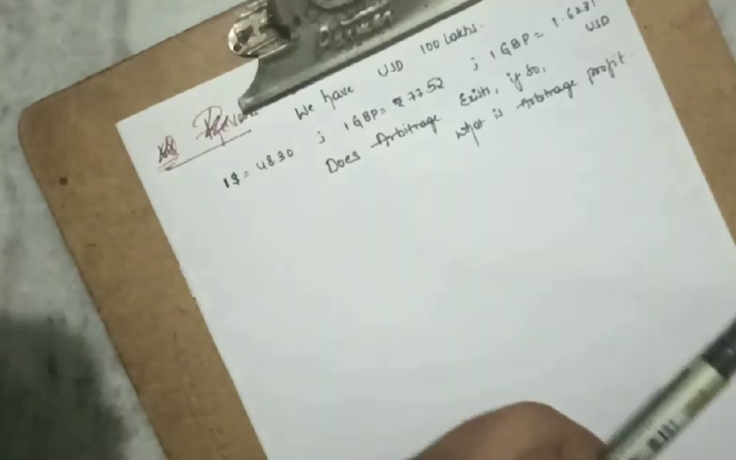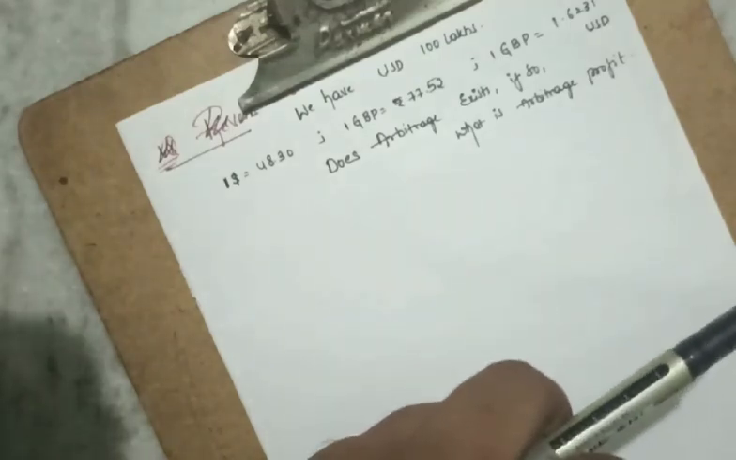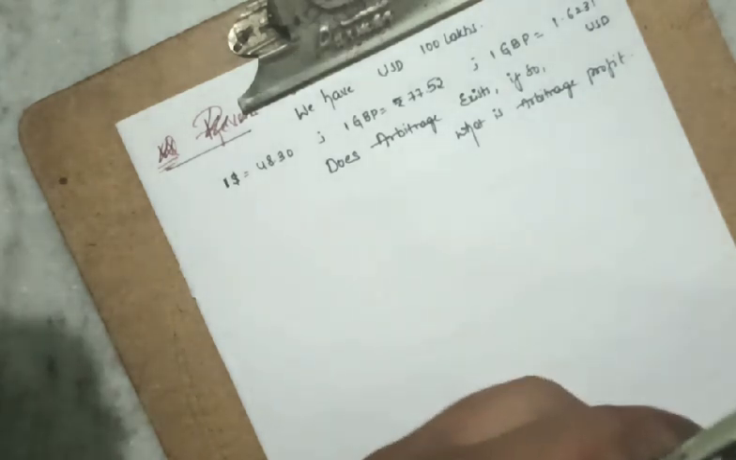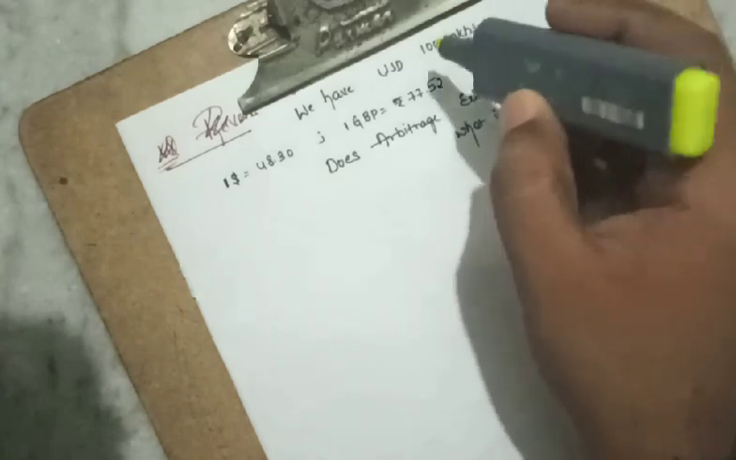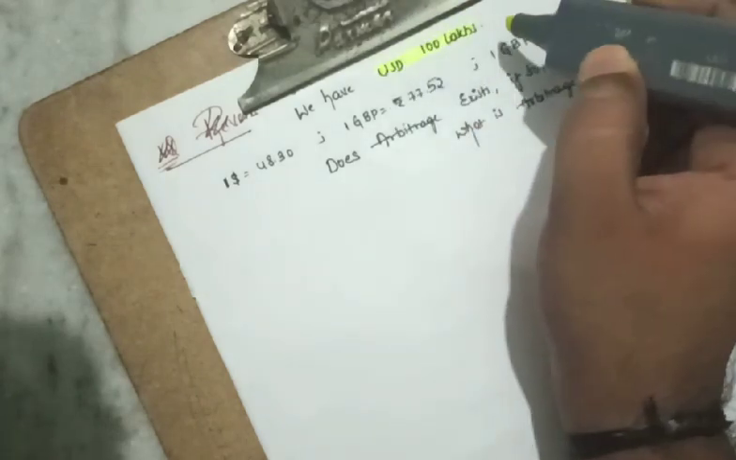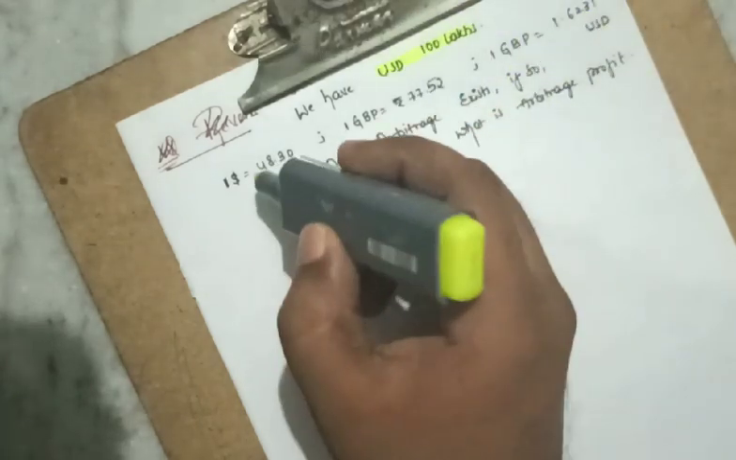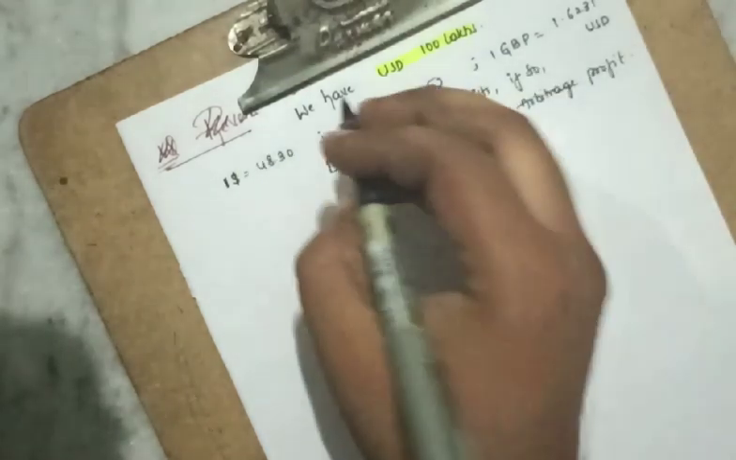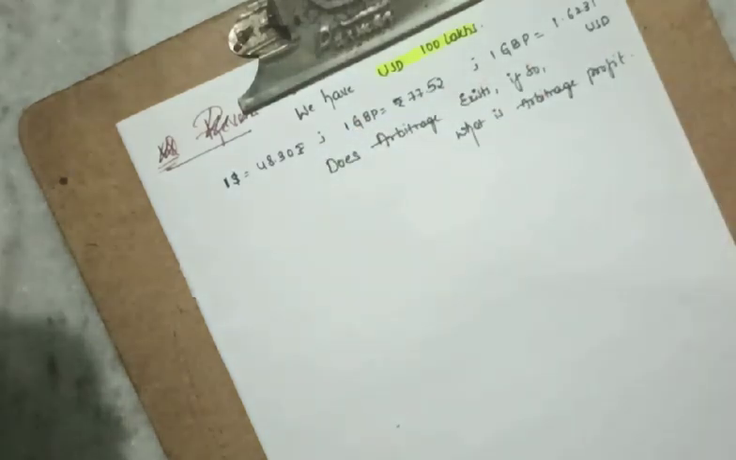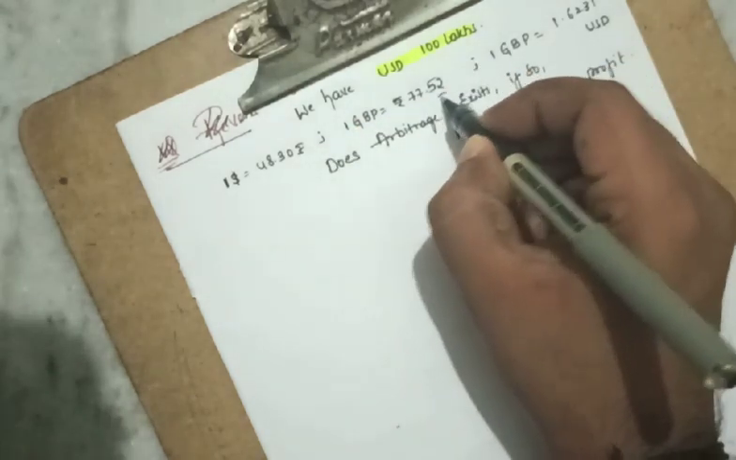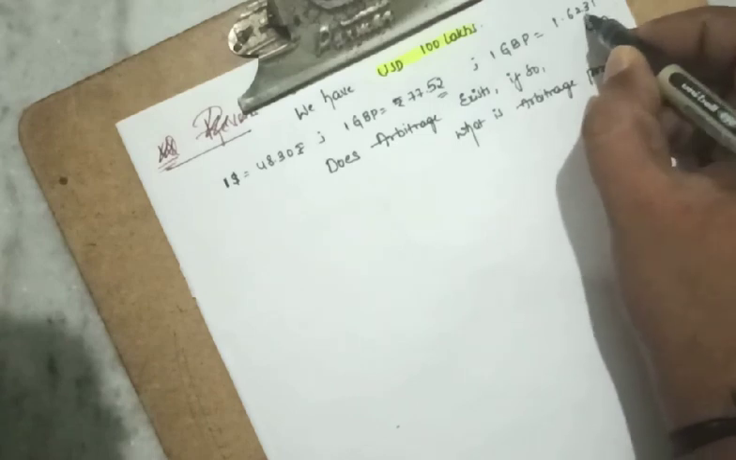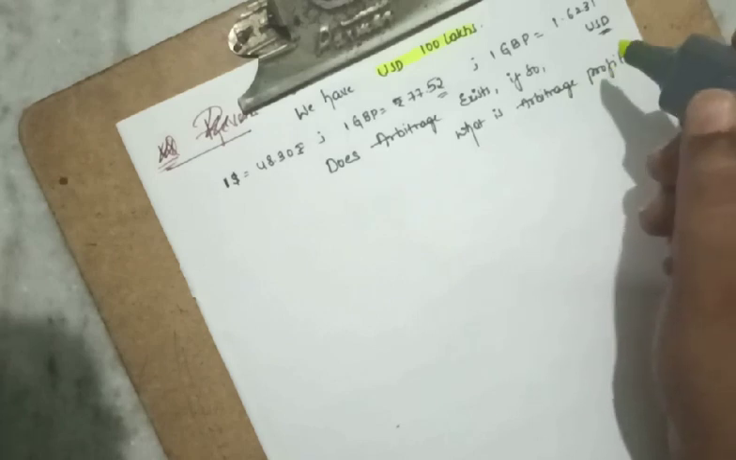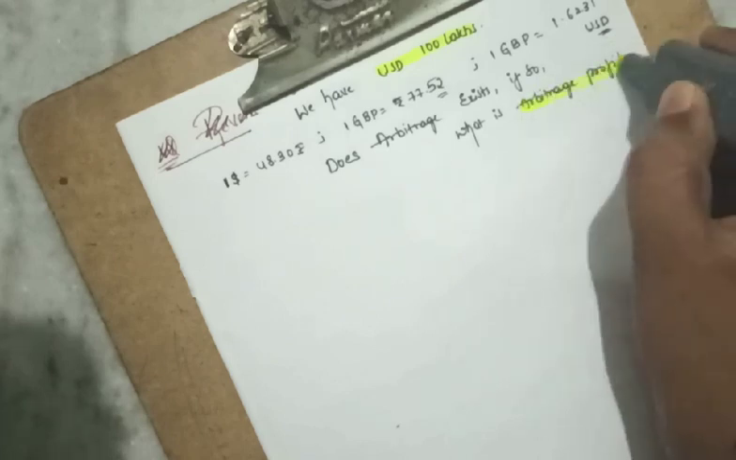Hi everyone, we will be discussing the shortest way to calculate the arbitrage profit in case of forex. We take a question in which we have USD in our hand, which is 100 lakhs, and the rates are given: $1 equals 48.30 rupees, 1 GBP equals 77.52 rupees, and 1 GBP equals 1.6231 USD. So we need to check whether there exists any arbitrage, and if so, what is the arbitrage profit.